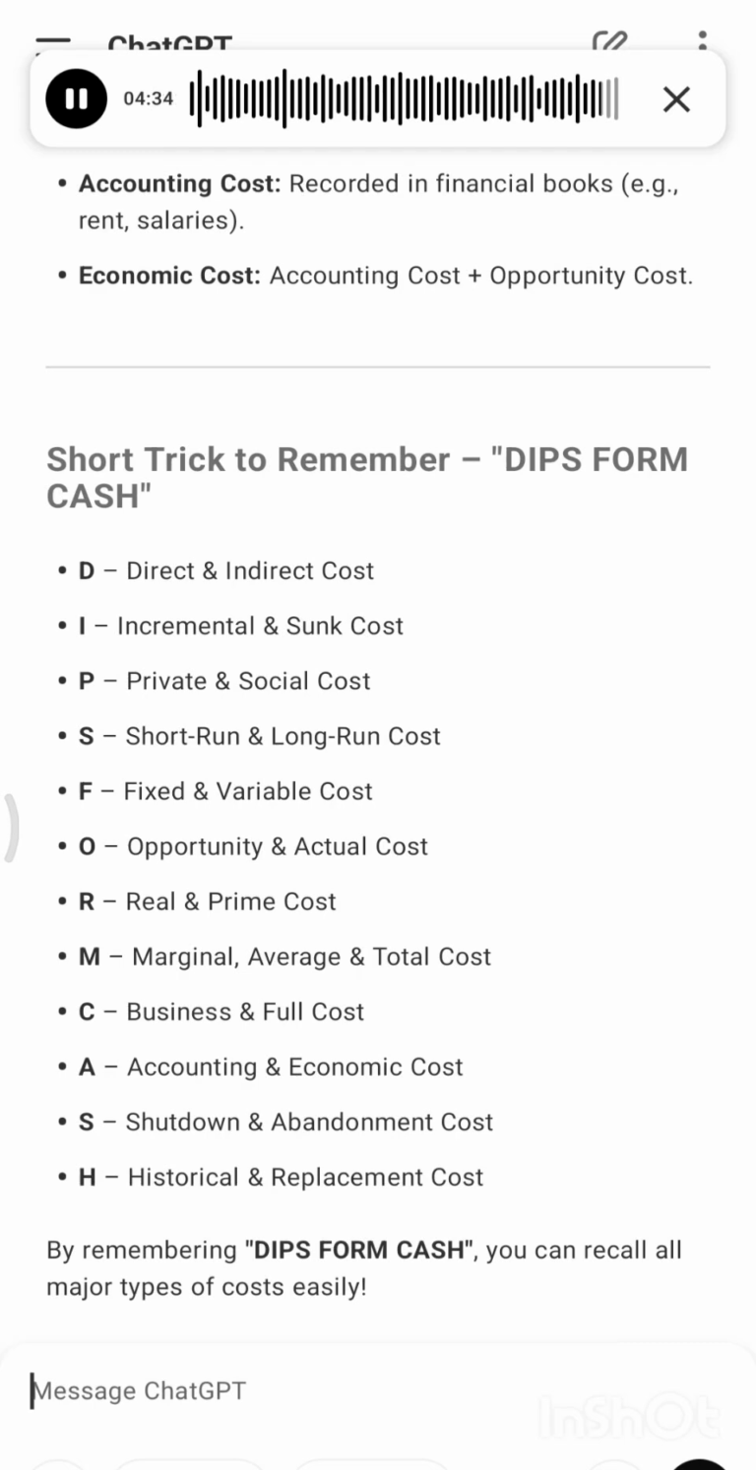M: marginal, average, and total cost. C: business and full cost. A: accounting and economic cost. Shutdown and abandonment cost. Historical and replacement cost. By remembering DIPs form cash, you can recall all major types of costs easily.